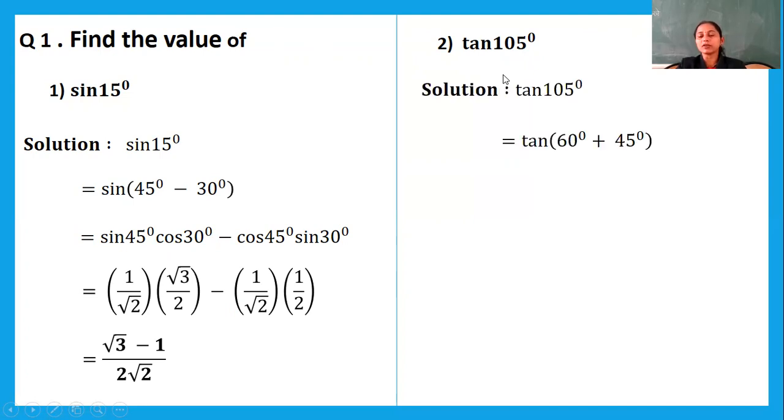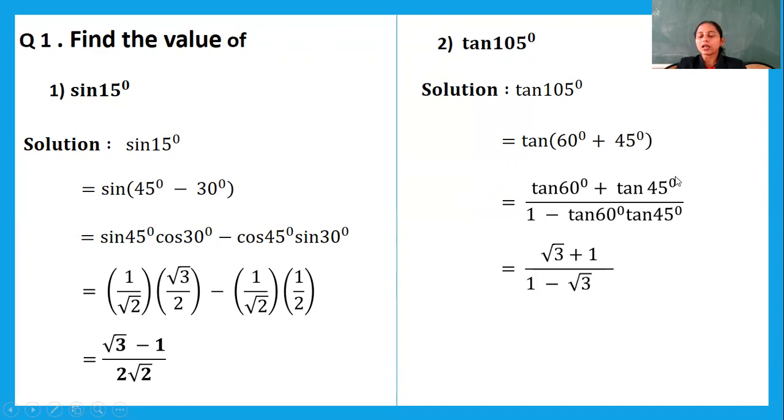So tan 105 degree can be written as tan 60 degree plus 45 degree. Now use the formula of tan A plus B. Tan A plus B is the tan A plus tan B divided by 1 minus tan A into tan B. Now tan 60 degree is the root 3. Tan 45 degree is the 1. Put up these values. I have here root 3 plus 1 divided by 1 minus root 3. So the value of tan 105 degree is the root 3 plus 1 divided by 1 minus root 3. Now next one.